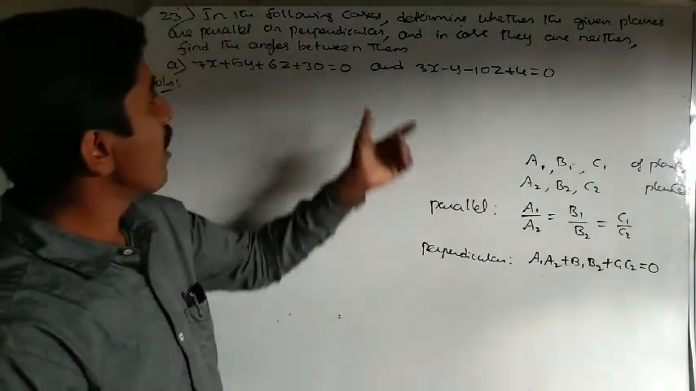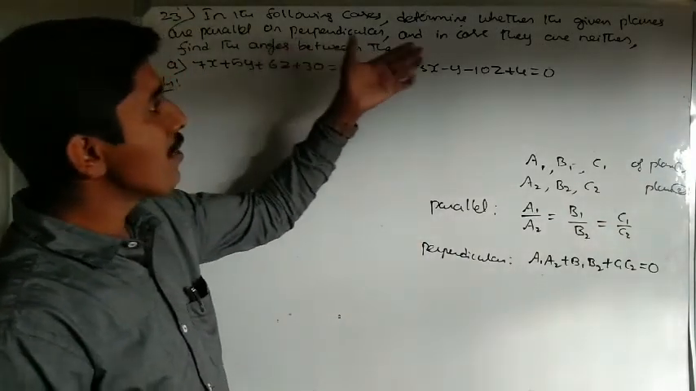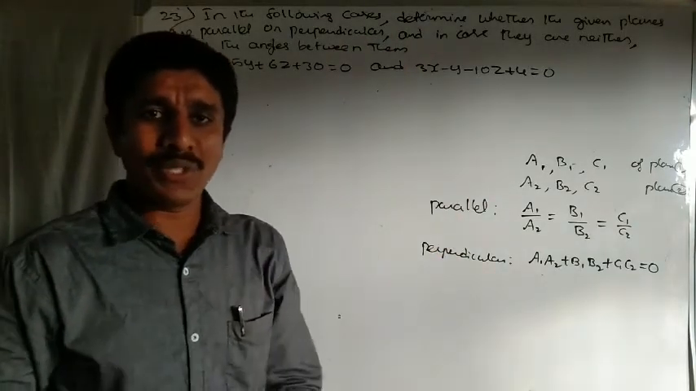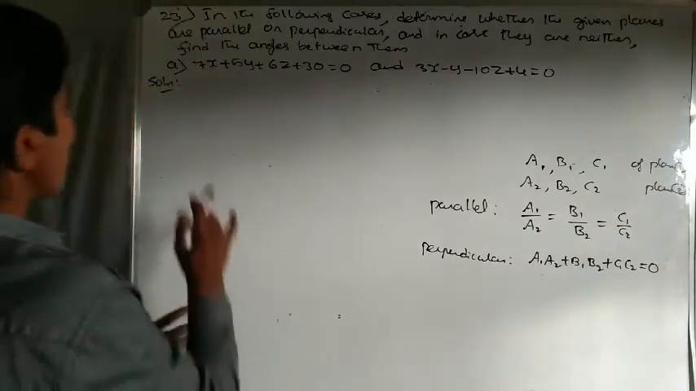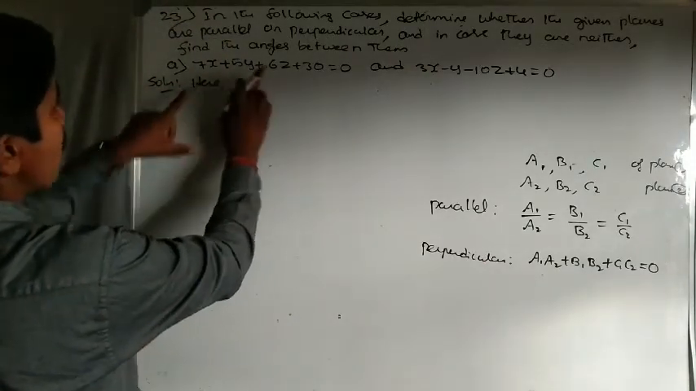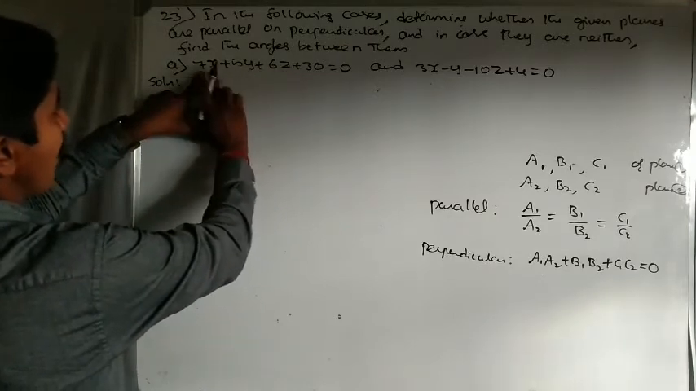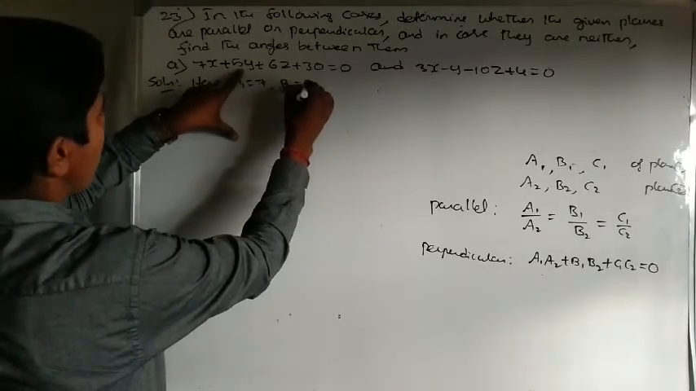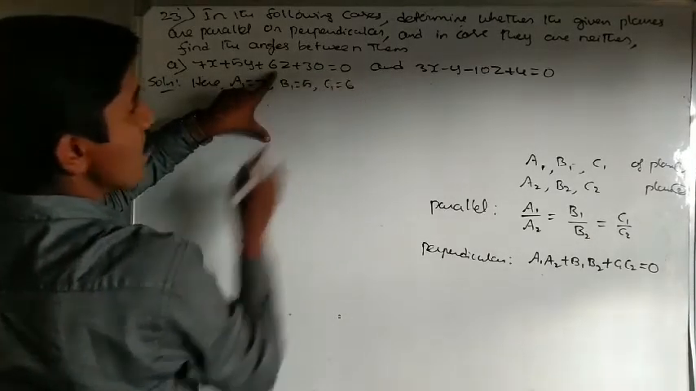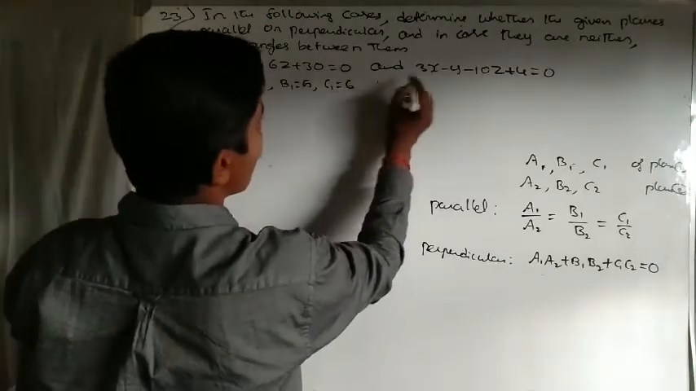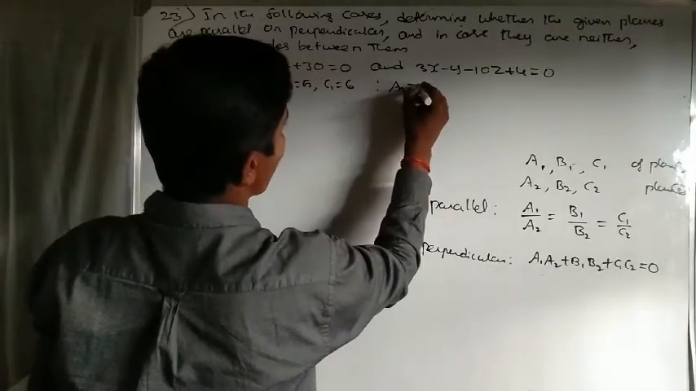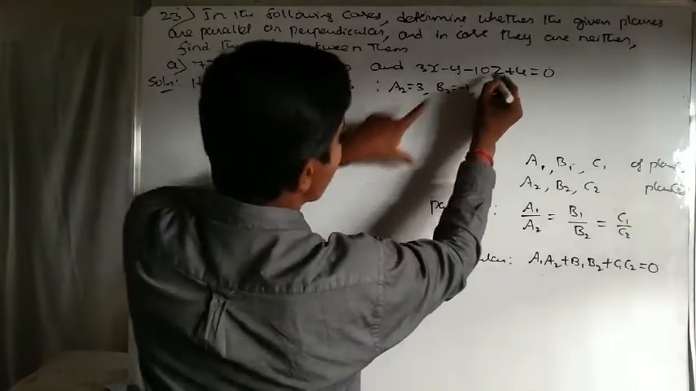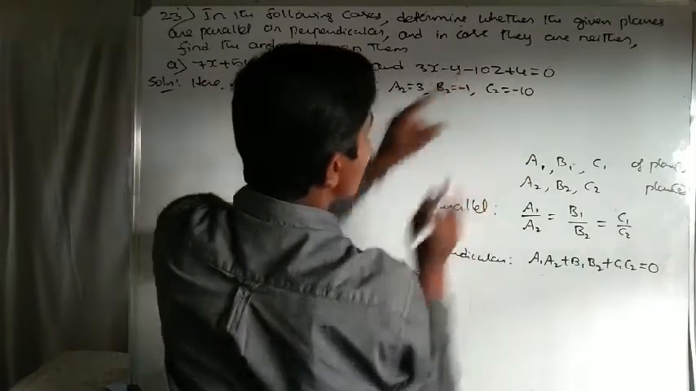Mind it here, first verify whether they are parallel or perpendicular. If they are neither, not parallel and not perpendicular, we have to find the angle between the two planes. Directly in the first plane, the x, y, z coefficients are direction ratios. Here A1 is equal to 7, B1 is equal to 5, C1 is equal to 6. Second plane, x coefficient A2 is equal to 3, y coefficient B2 is equal to minus 1, z coefficient C2 is equal to minus 10.